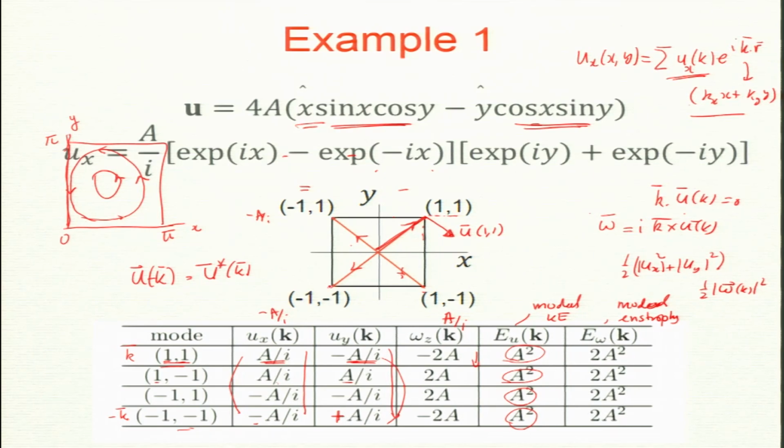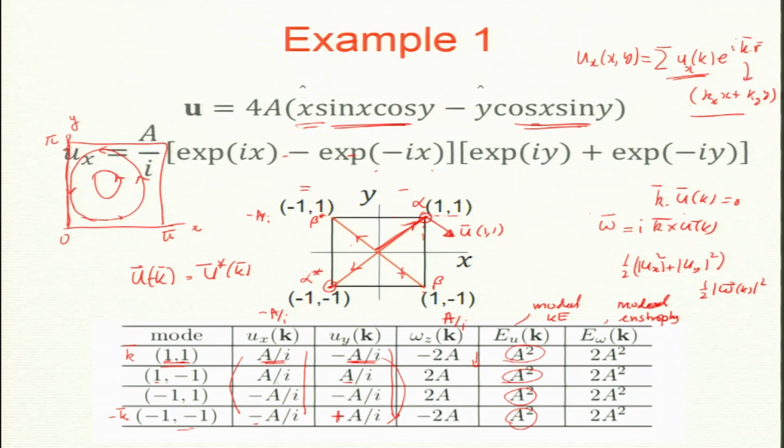So, whatever complex number I get here, ux and uy, this must be the complex conjugate. If this is alpha, then it must be alpha star. If this is beta, then it must be beta star. So, this table must satisfy these properties. Everybody is happy with this example. And so, the incompressible condition is k dot uk is 0.